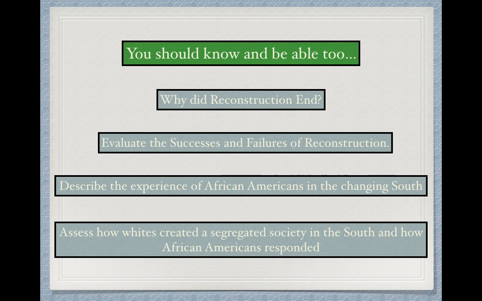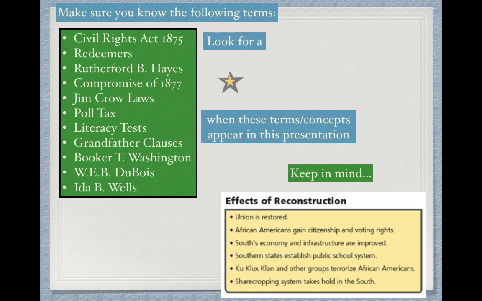I would also like you to be able to evaluate the successes and failures of Reconstruction. So what parts of this Reconstruction time period worked? What didn't work? What's the fallout also from those successes and failures? I would like you to be able to describe the experience of African Americans in a South that is rapidly changing and assess how whites created a segregated society in the South and also how African Americans responded to that segregated society.